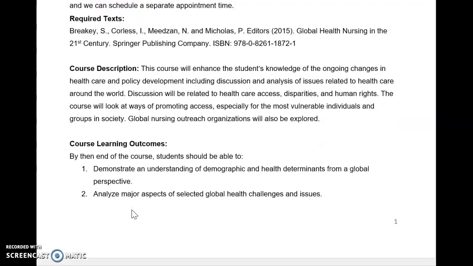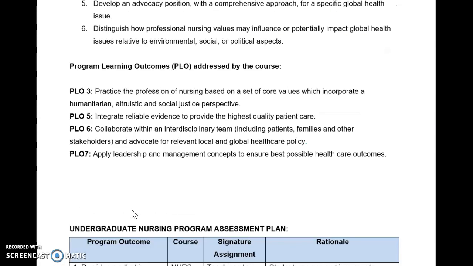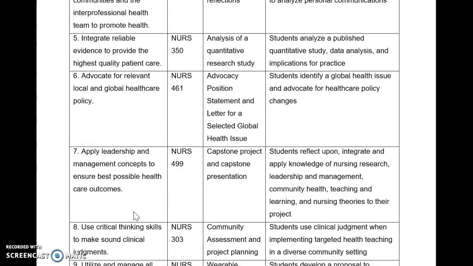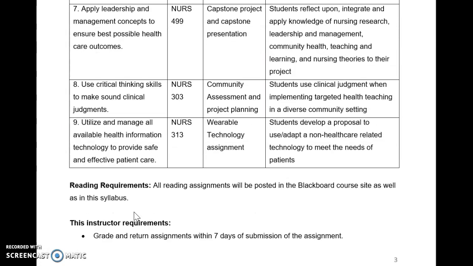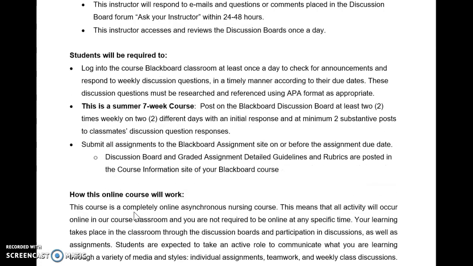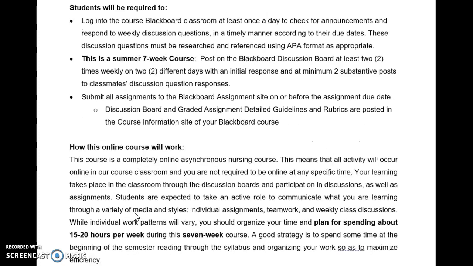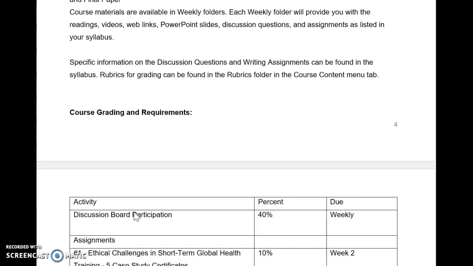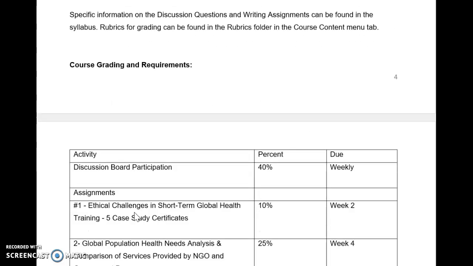Course description and outcomes were also discussed a few minutes ago. These are your program outcomes and the courses affiliated with them. As we move through, I'll go all the way down to your requirements for this course. To log into Blackboard, it's a 7-week course. The online class is an asynchronous nursing course, 15 to 20 hours per week for a 7-week course. So just take time. These are your grading requirements, your discussion board, and assignments.